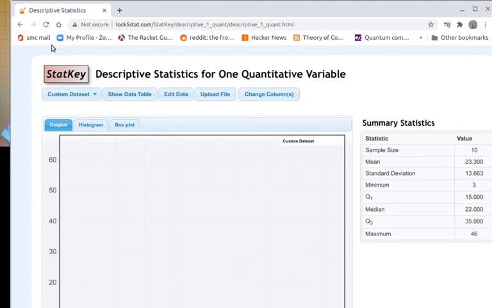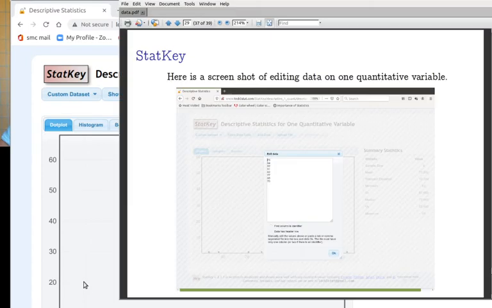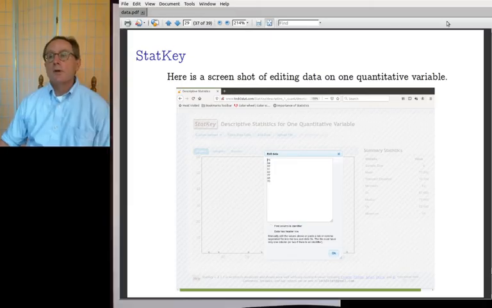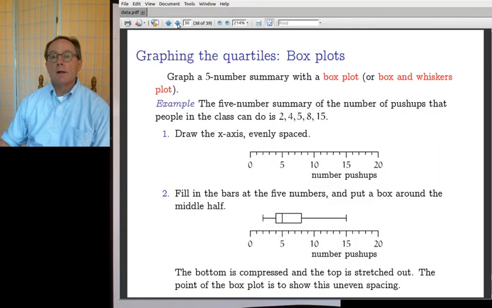Okay, so back I go to the slides. Here again, too much manipulation here. I'm going to mess it all up. So there's where I talked about the screenshot of editing data on one quantitative variable to give a person how to remember. And then, come on, there we go.